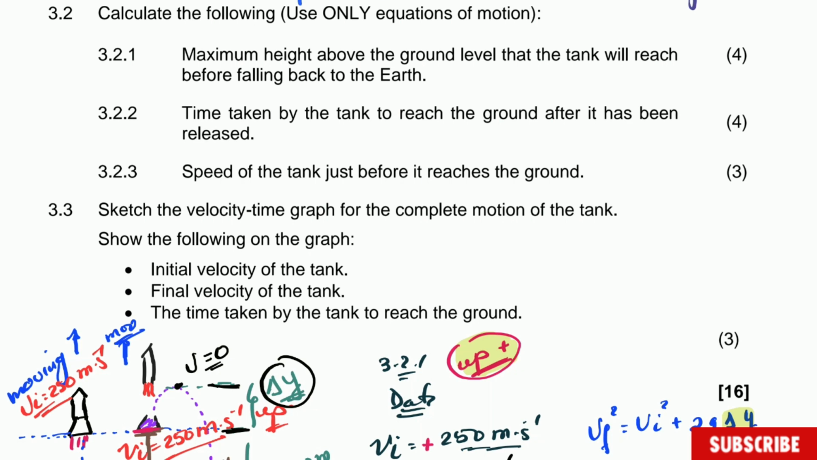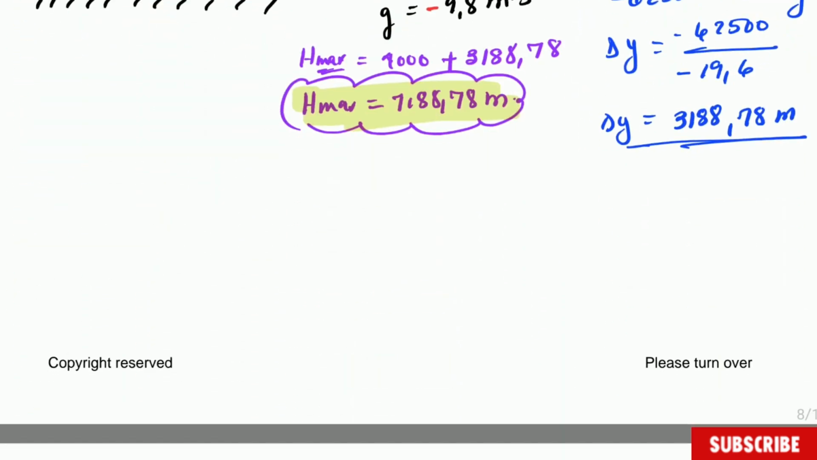The final question is for a graph. They say sketch the velocity-time graph for the complete motion of the tank. What we're going to do is a rough graph on this side. This is velocity and this is time. For the entire motion, we took up as positive, so the velocity of the object was positive at first. It moved all the way to a maximum height where the velocity is 0, and then continued moving, all in a straight line, until it reaches the ground. So that is the graph.